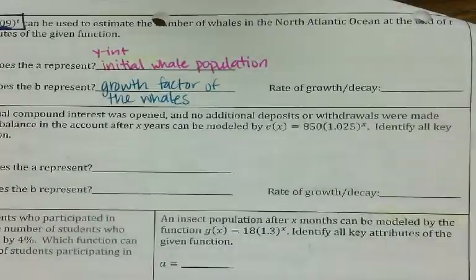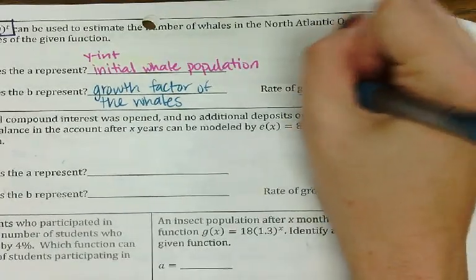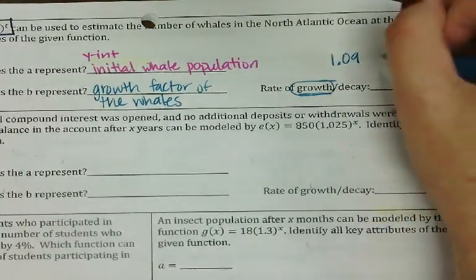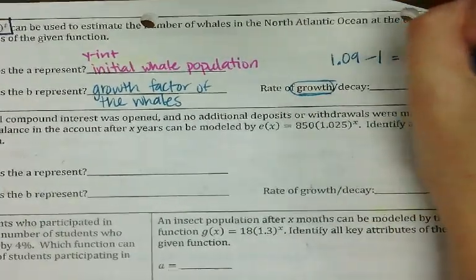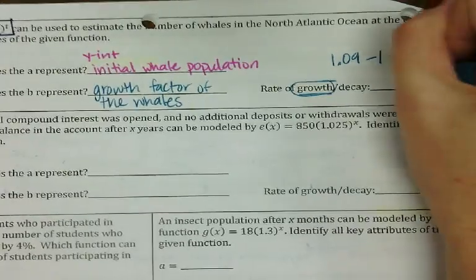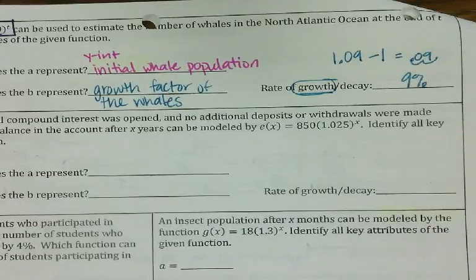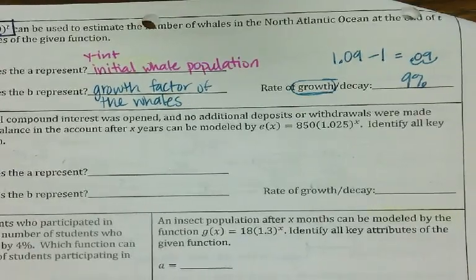And so guys, if the growth factor is 1.09, what is the rate of growth right here? We subtract the 1, so you're exactly right. It's going to be 9%. So guys, my growth factor was 1.09, and so that means that that rate of growth is 9%.